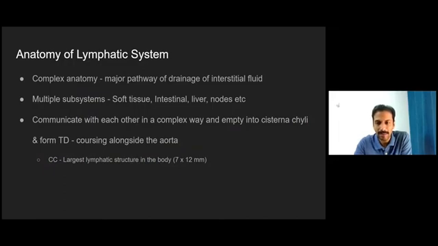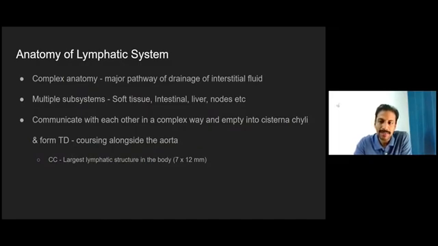and most of those systems will empty into the cisterna chyli, which is located in the upper abdominal area in the retroperitoneum, and eventually that empties into the thoracic duct. The thoracic duct courses alongside the aorta till the level of the carina, and it moves towards the left side before emptying into the venous confluence. One thing that is important to know is that the cisterna chyli is one of the largest lymphatic structures in the body, which measures around 7 by 12 millimeters in an adult.